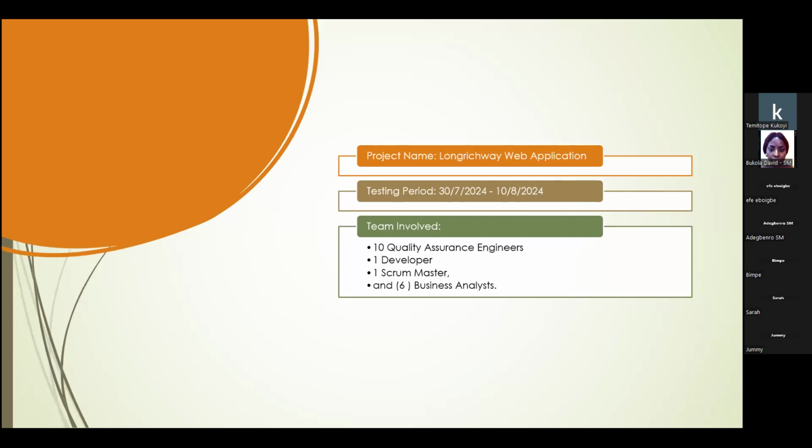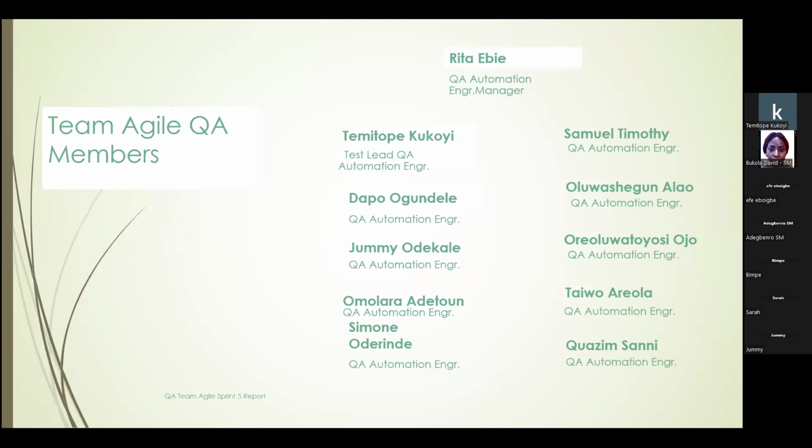Next slide, please. This is the team. We have 10 QA engineers in Team Agile, 1 developer, 1 Scrum Master, and 6 business analysts. Next slide, please. This is the list of QAs in Team Agile, as well as the test manager.